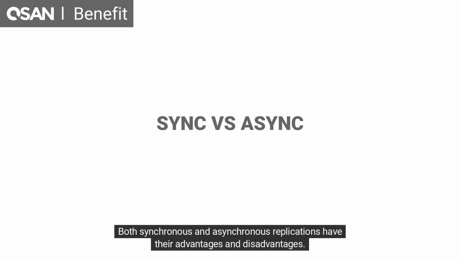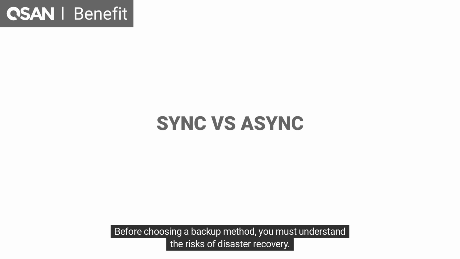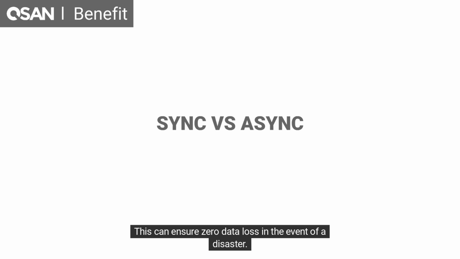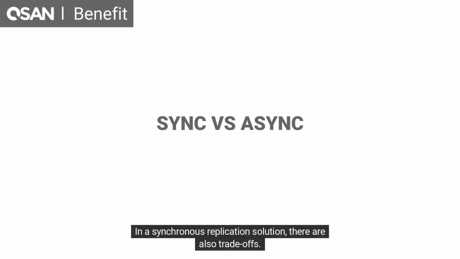Both synchronous and asynchronous replications have their advantages and disadvantages. Before choosing a backup method, you must understand the risks of disaster recovery. Synchronous replication ensures that every piece of data written to storage is saved locally and remotely. This can ensure zero data loss in the event of a disaster. So RPO is zero. In a synchronous replication solution, there are also trade-offs.